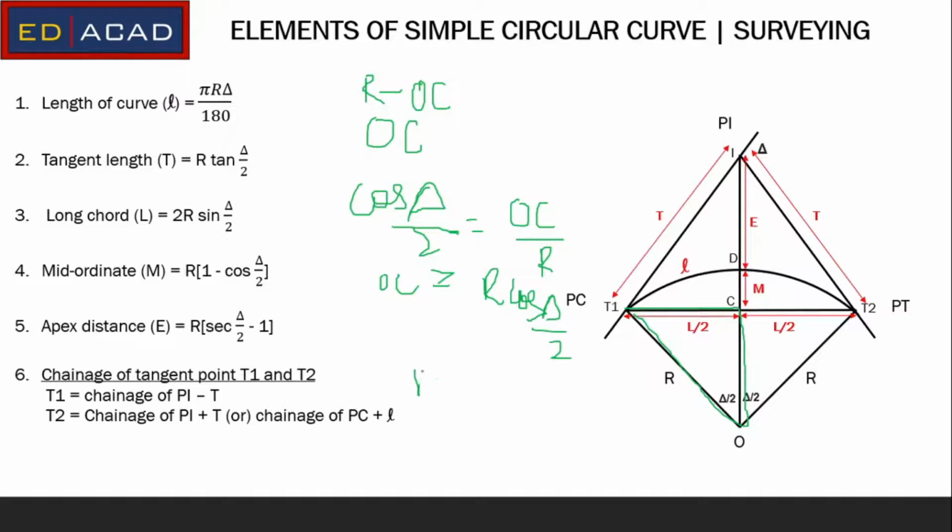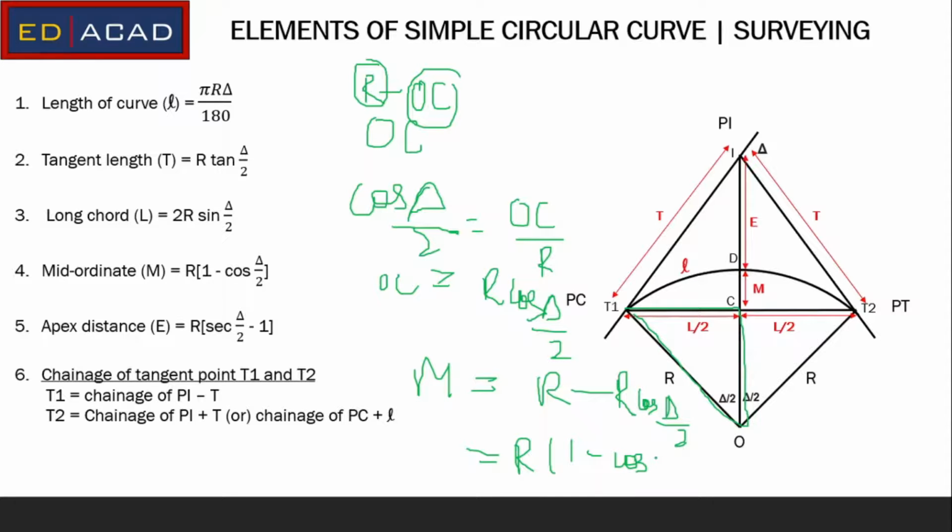So for getting this mid ordinate, we need to subtract OC from the radius. So do that, and we can directly substitute R cos delta by 2 in place of OC. Take R common, we get it as R times 1 minus cos delta by 2. I think this should also be very clear.